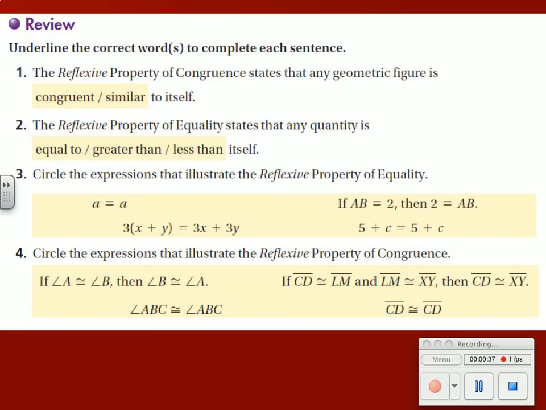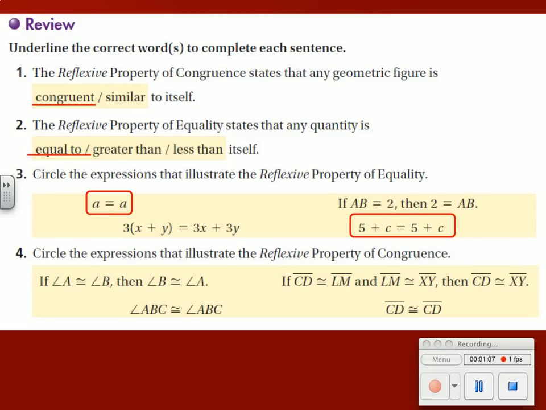The reflexive property of congruence states that any geometric figure is congruent to itself. The reflexive property of equality states that any quantity is equal to itself. And so we want to circle the expressions that illustrate the reflexive property of equality. So A equals A is correct, and 5 plus C equals 5 plus C. Both the left side and the right side have to be the same.